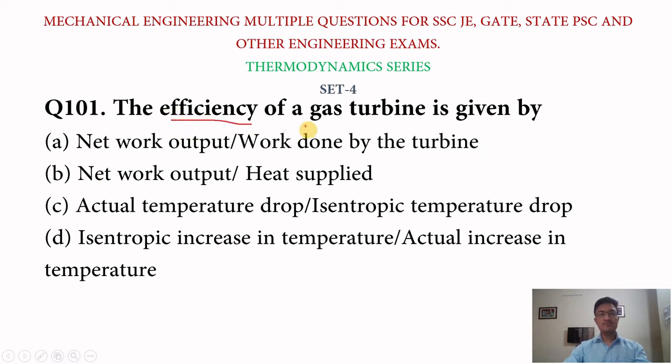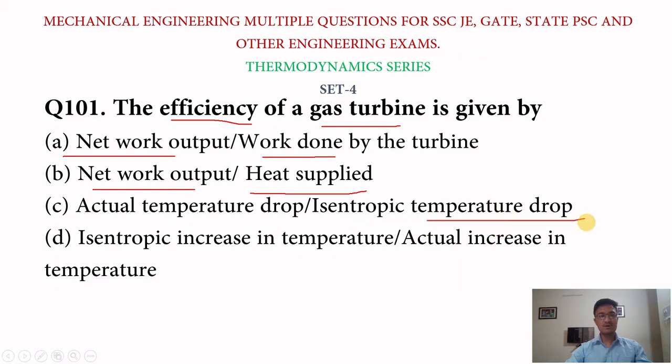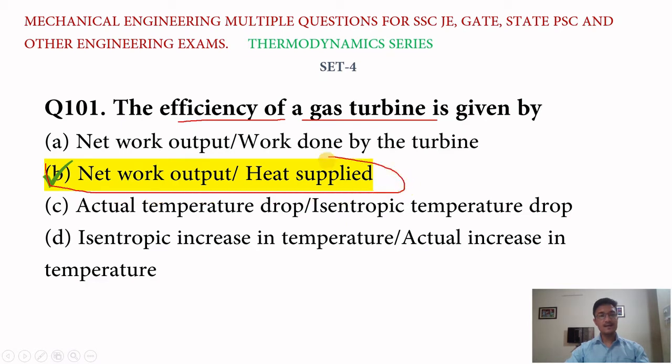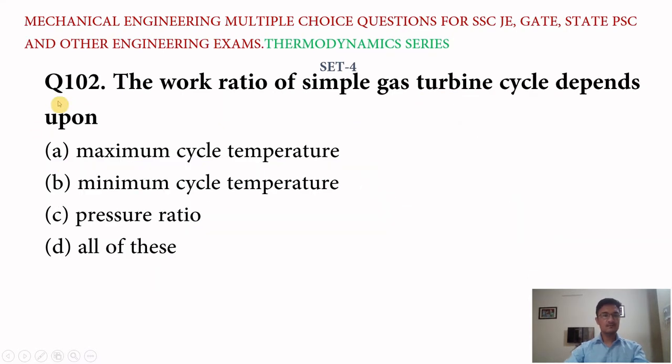The efficiency of a gas turbine is given by, we have four options. Option A, net work output divided by work done by the turbine. Option B, net work output divided by heat supplied. Option C, actual temperature drop divided by isentropic temperature drop. Option D, isentropic increase in temperature divided by actual increase in temperature. So the answer is B. The efficiency of a gas turbine is given by net work output divided by heat supplied. So the answer is B. Next question.